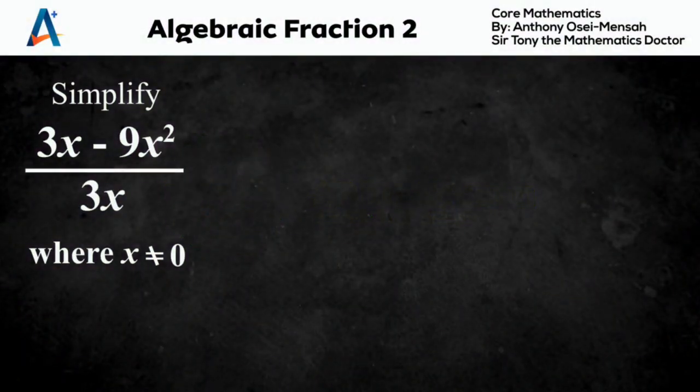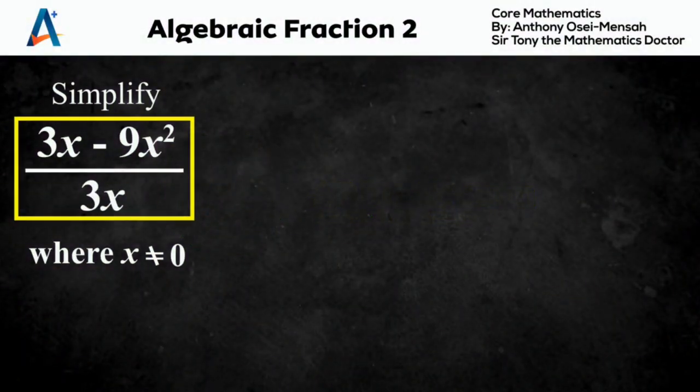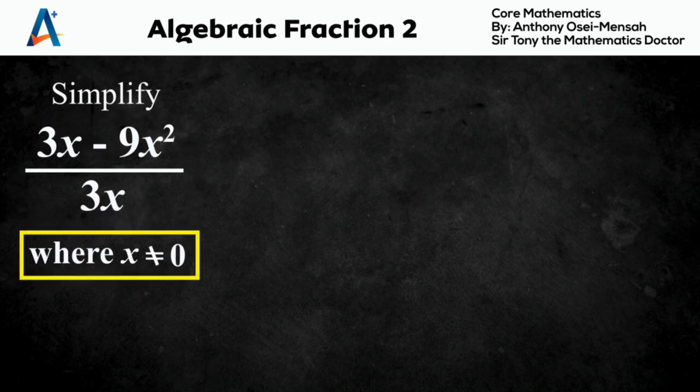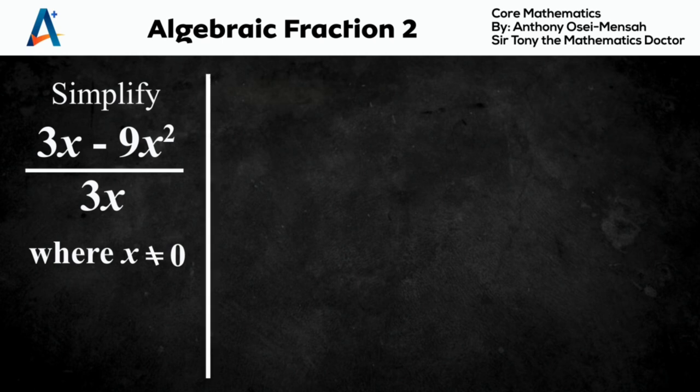This question reads, simplify 3x minus 9x squared all divided by 3x, where x is not equal to 0. Now let us solve this question and see the final simplification form of this particular expression. Solution. Let us repeat the expression and then undergo a methodology to simplify it.